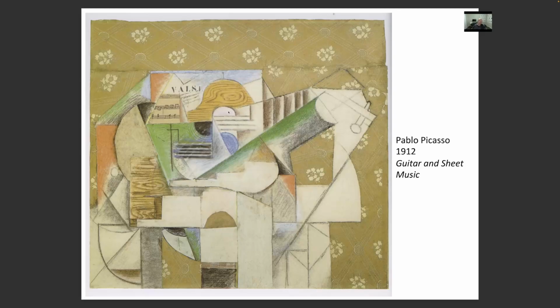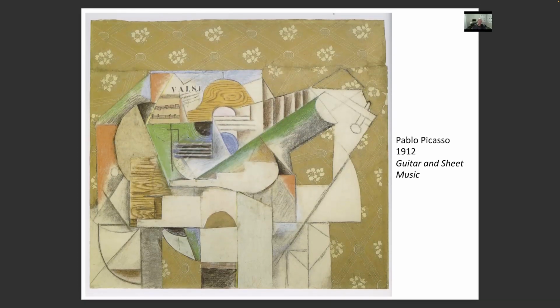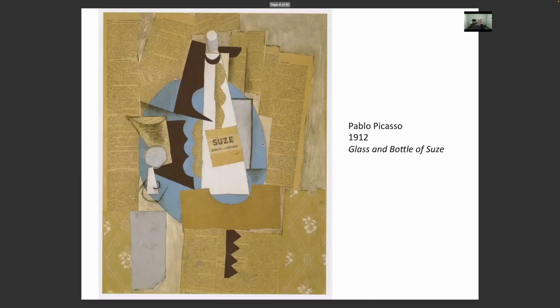So here, this is much more cubist in appearance. This is Guitar and Sheet Music. So we can see that we've got like the guitar shape right here, sort of jutting out, and I guess the guitar is sort of coming down here even. But this one's much more cubist in origins. And is that the same paper? It is the same wallpaper. Okay, cool.